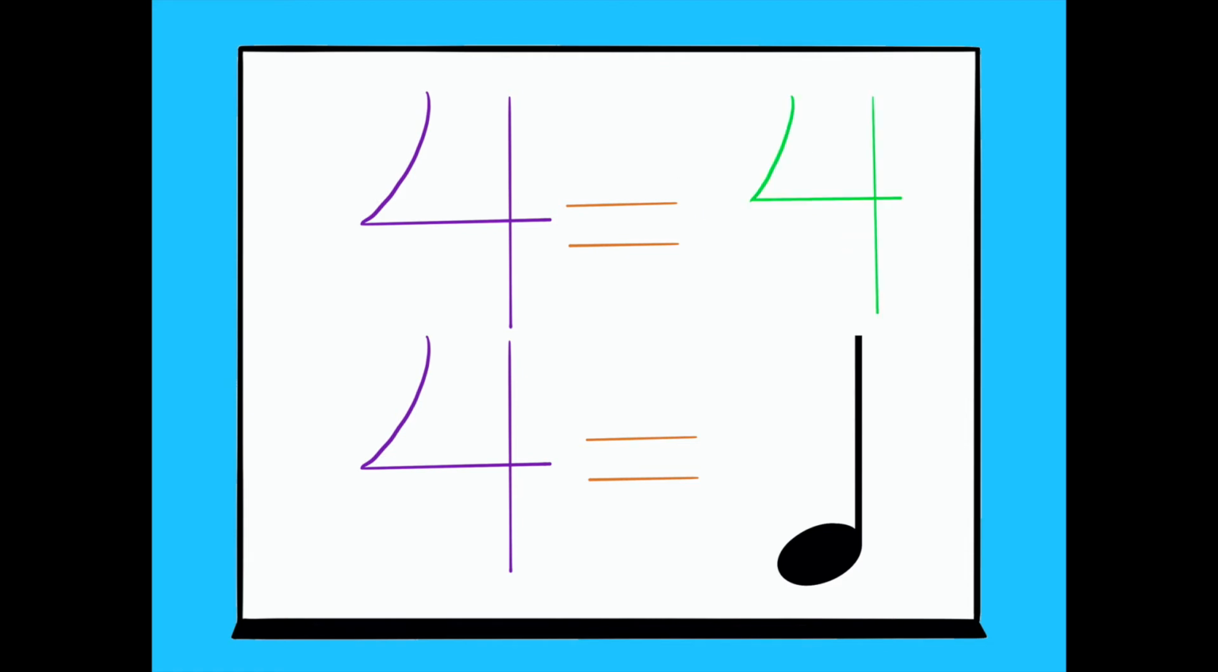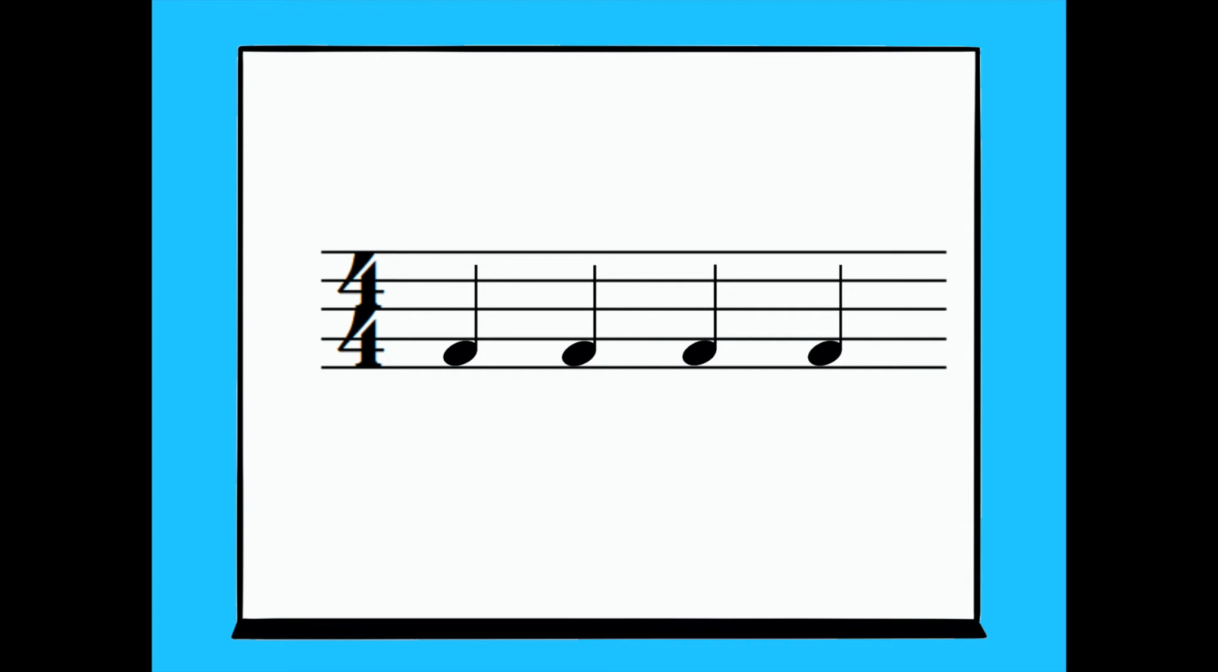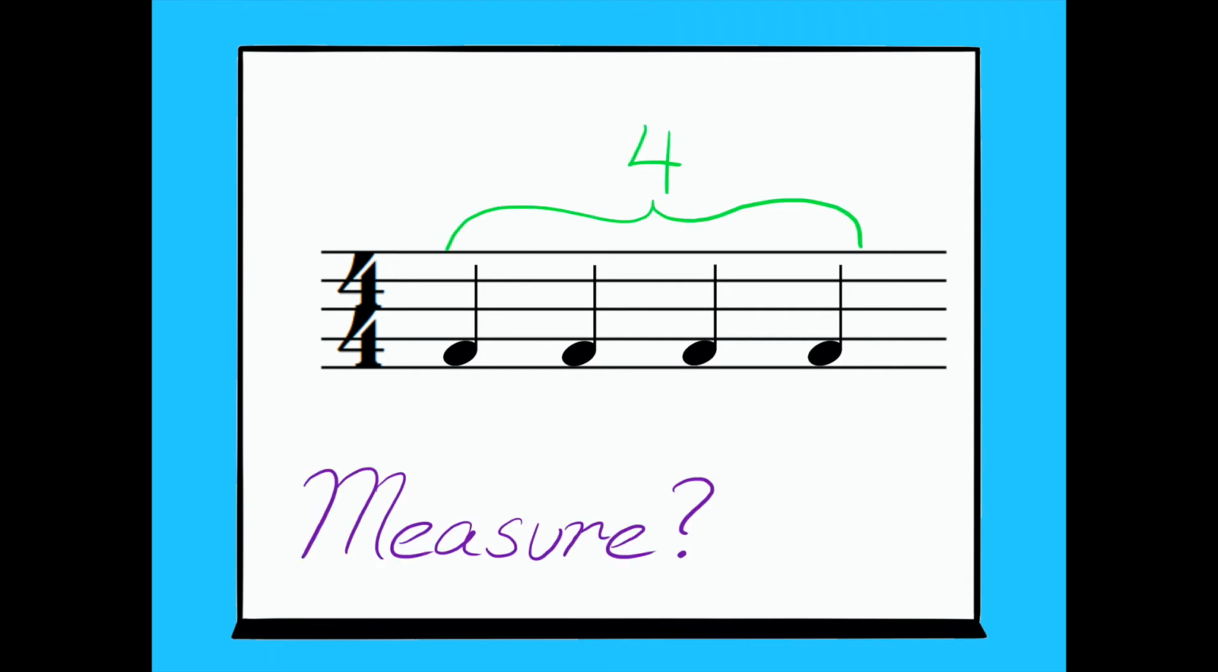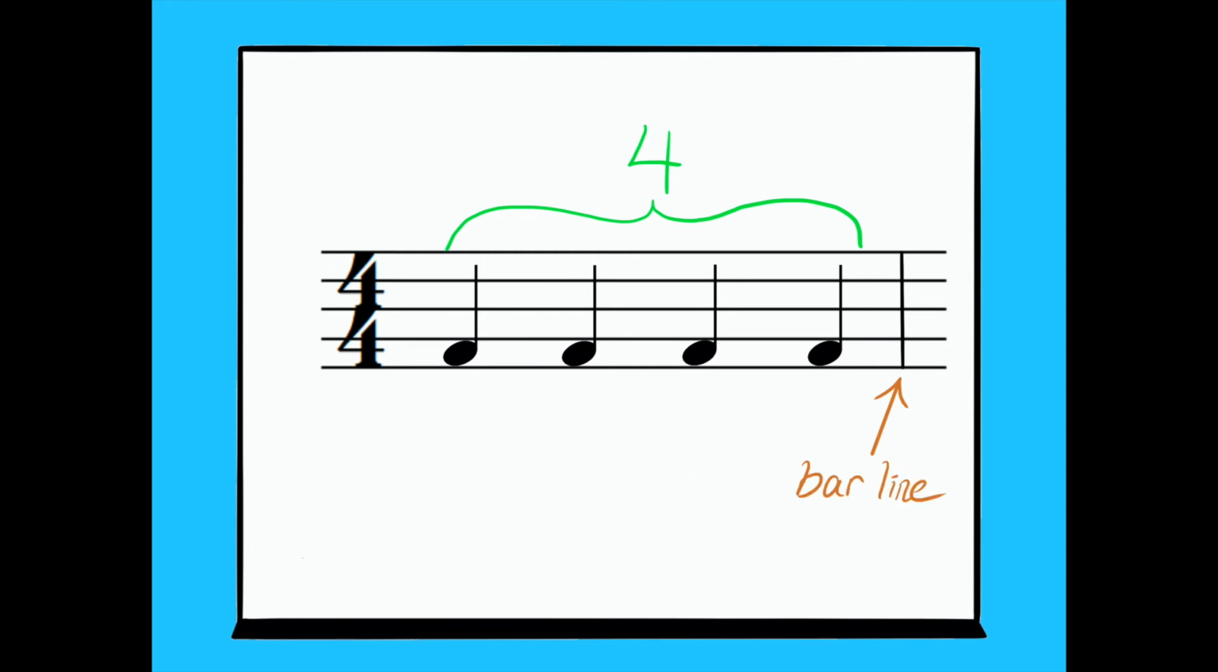Whereas the bottom number has to be a power of 2 relating to note values, the top number can be anything. So in 4/4, we can expect 4 quarter notes in one measure. What's a measure? Simply a way of showing the groupings of the beat. We know that these beats are grouped in 4s, so we draw a vertical line to help our eye divide the groupings. This line is called a bar line, and the space between is the measure.